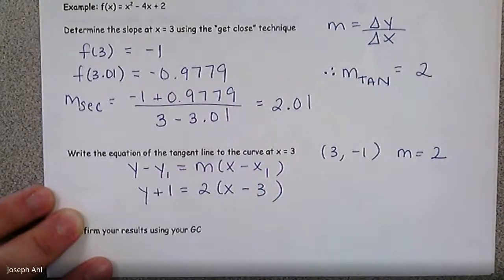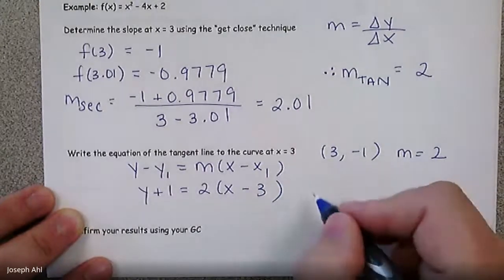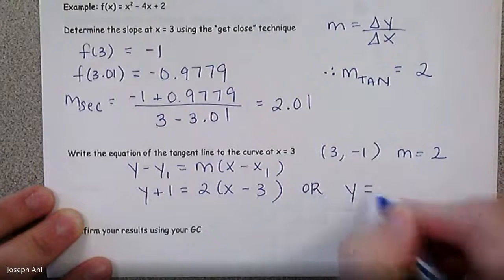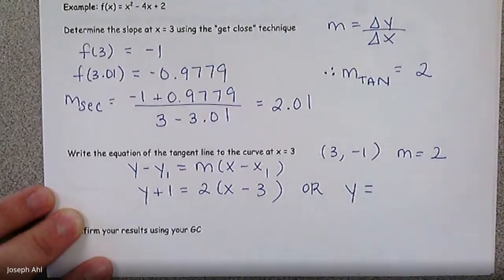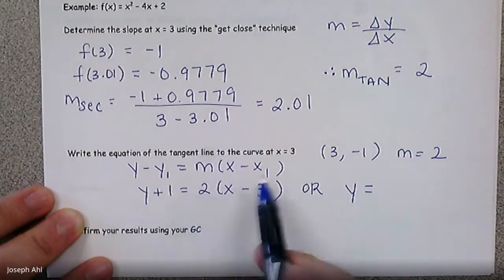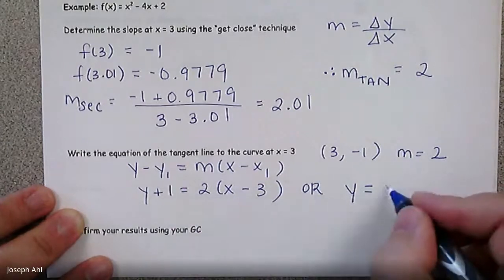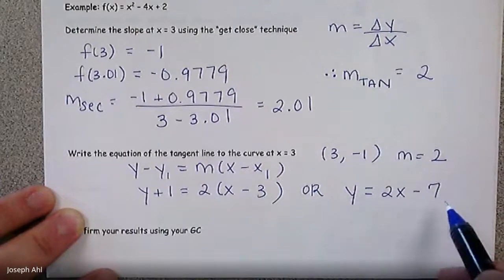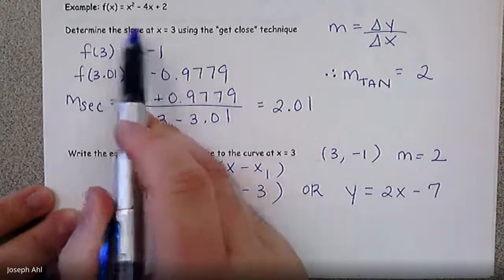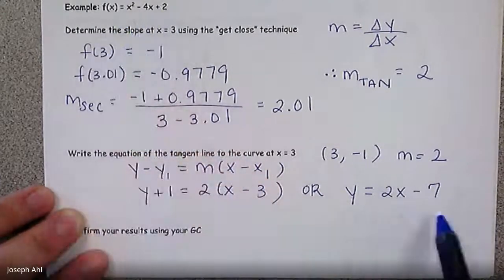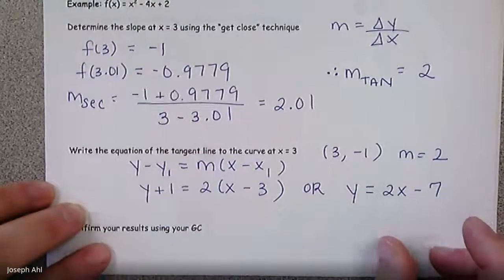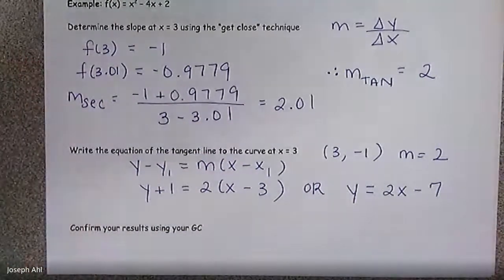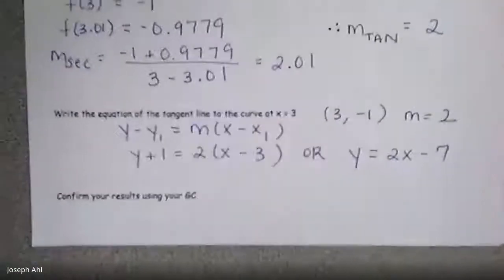So combine that with a slope of 2, your equation would be y plus 1 equals 2 times x minus 3. And that's it. If you're a really big fan of y equals mx plus b, just because you like the way it looks and it's easier for you to graph it, of course, just distribute the 2 in, subtract the 1 over to get y equals 2x minus 7. Okay, so the tangent line to this quadratic, this parabola, at x equals 3 has the equation y equals 2x minus 7.